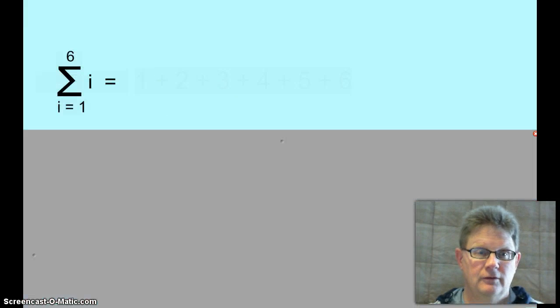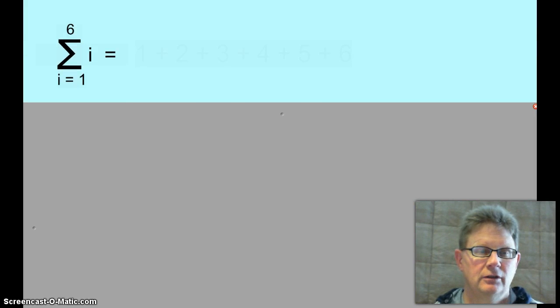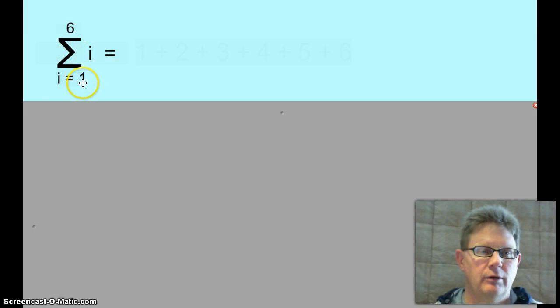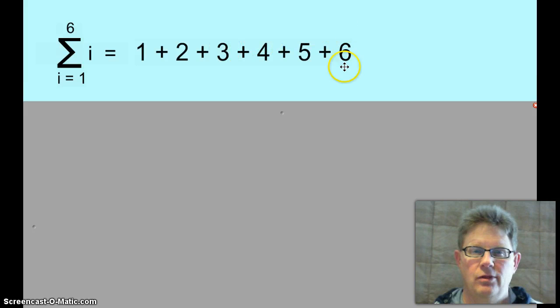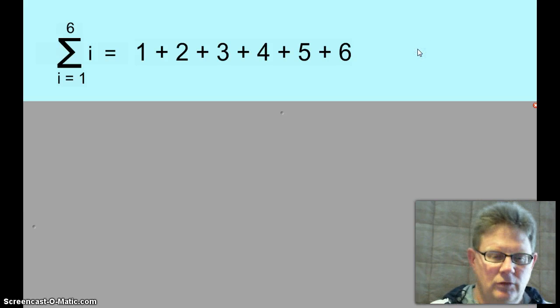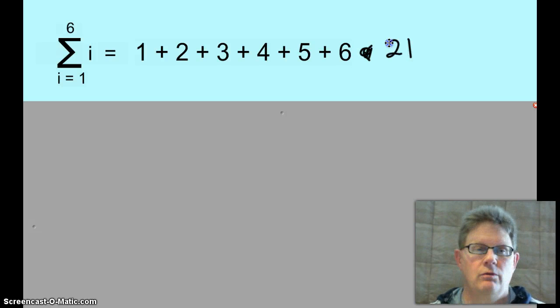Next screen, please. There we go. Find the summation of i from i equals 1 to 6. So we're going to replace the i with a 1, then with a 2, then a 3, a 4, a 5, and then a 6. You're going to add all those up. I don't have it written down. Wow. The sum would be 21.